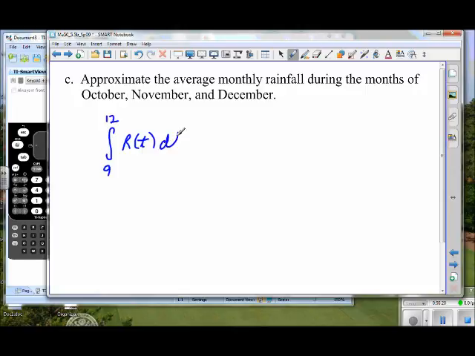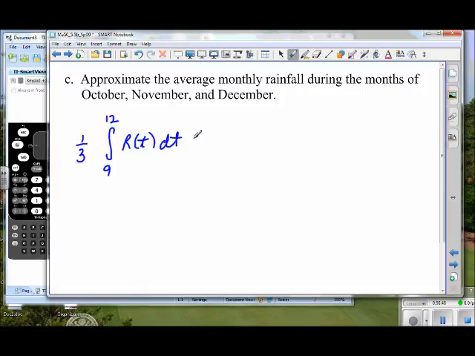and this would be our integral of the function r of t dt, but we're wanting to find the average, and this would find the total rainfall for 3 months. Remember, it's an accumulation, it's a summation. And so we take the sum of all of that and divide by 3, and so 1/3 would then be our value.